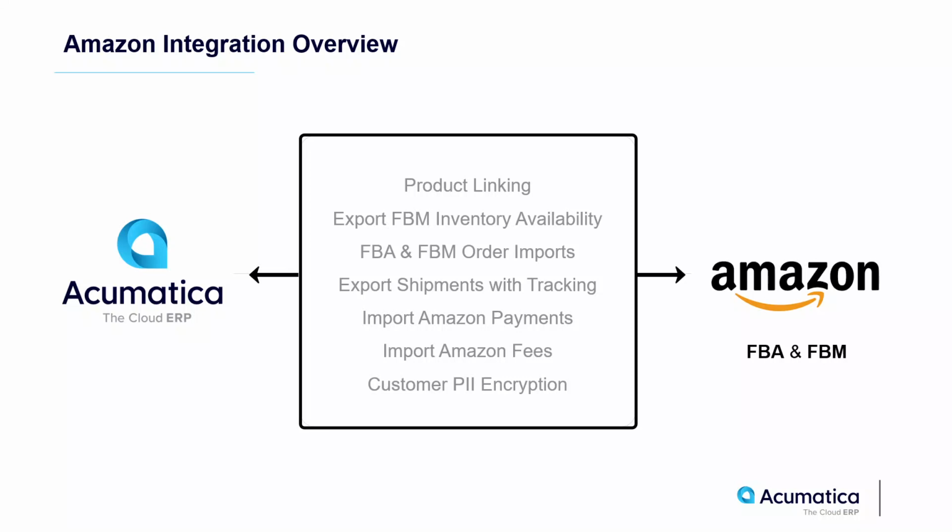Of course, we're importing FBA orders and FBM orders. When the merchant is fulfilling the orders, of course, you're going to have a shipment with a tracking number, and we're sending that information back to Amazon. We're pulling the Amazon payments into Acumatica, and we're also pulling in the Amazon fees. That includes order-related fees and non-order-related fees. Plus, we've added a lot of features that will encrypt customer data and protect the customer PII. PII stands for Personal Identifiable Information.